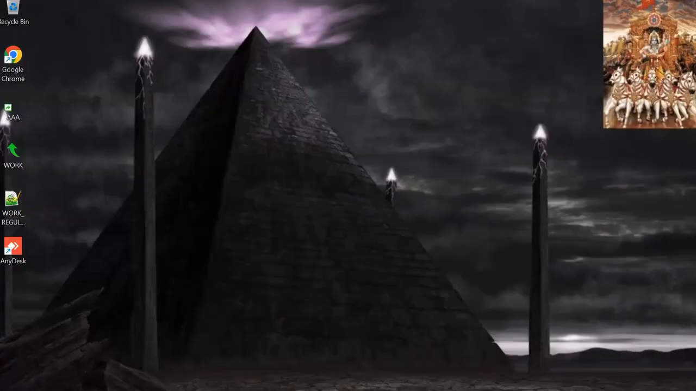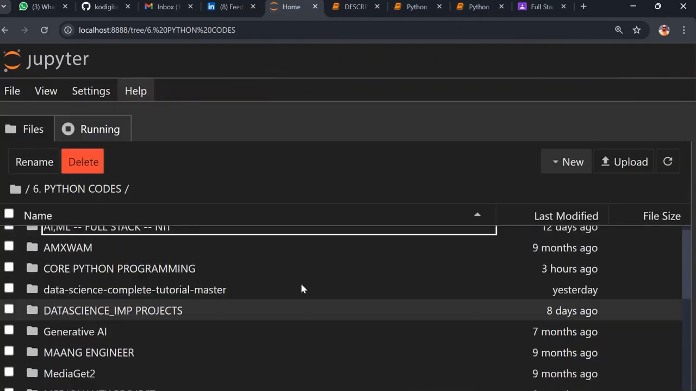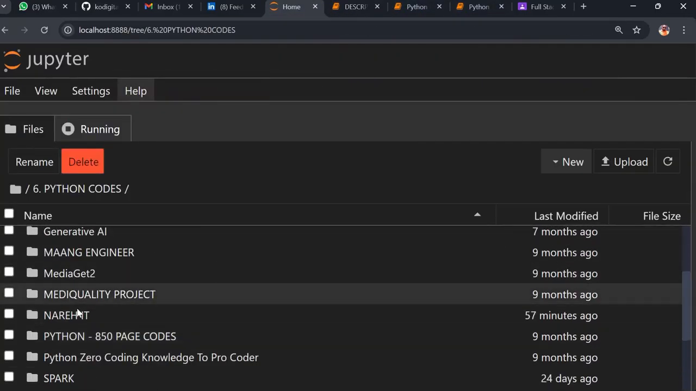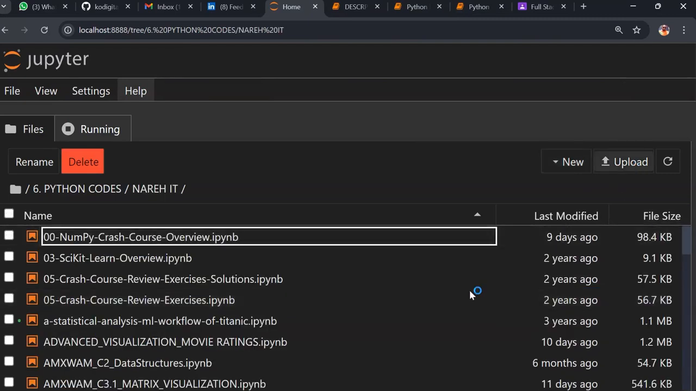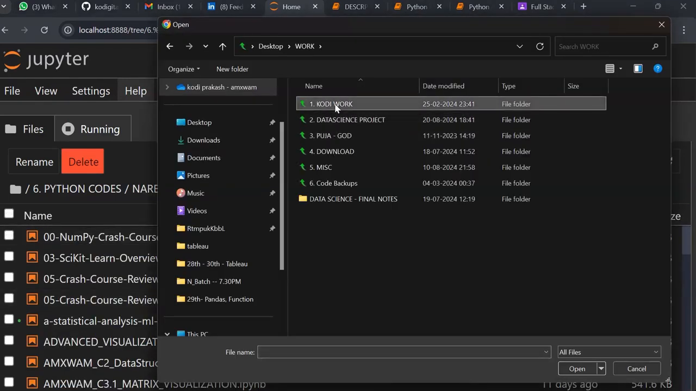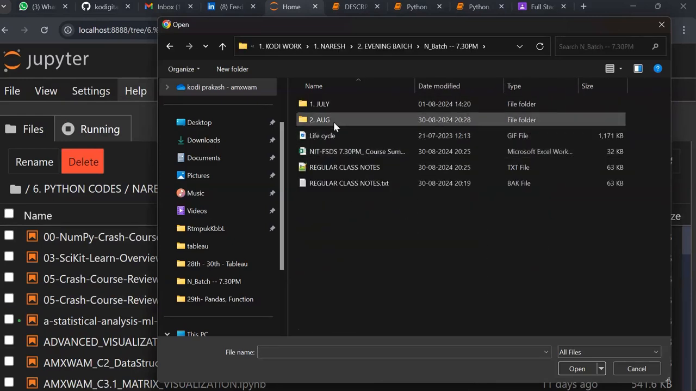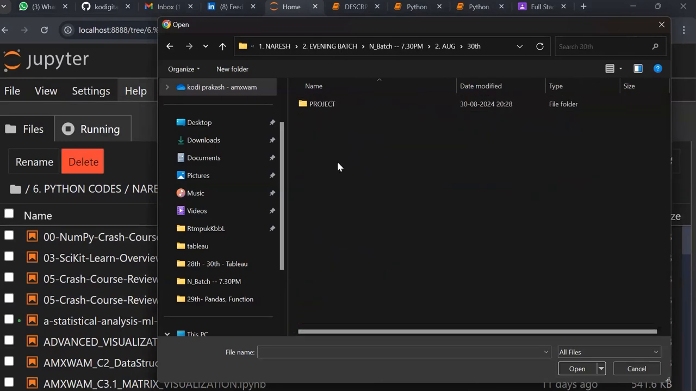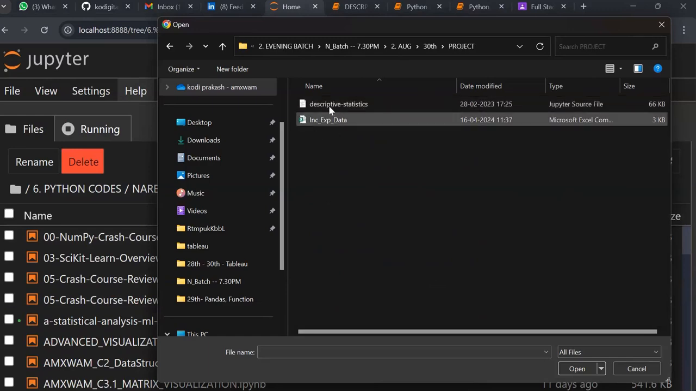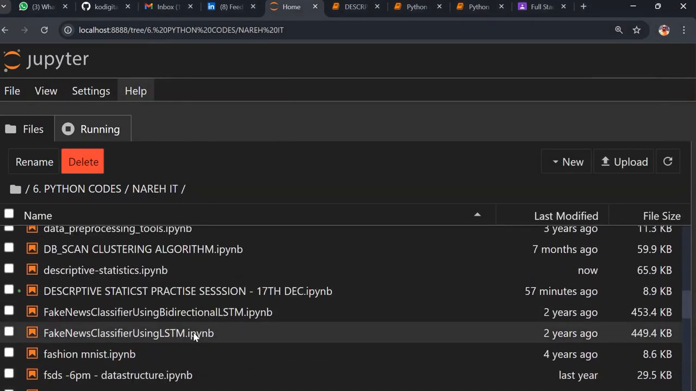Maybe I will complete it and share it with you. Just 1 second. Go to NIT and upload the file. Just work and 30th project descriptive statistics. Hey, where is this one?